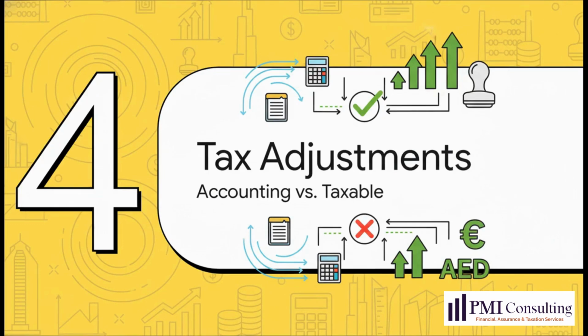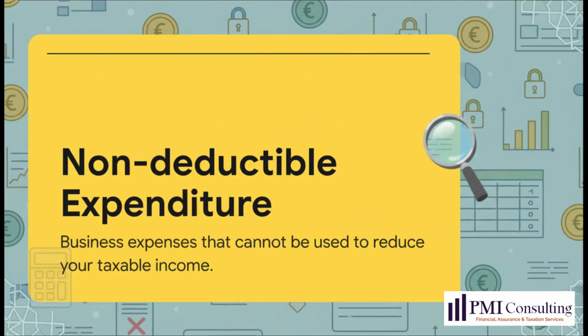Okay, deep breaths. We've arrived at what can be the most confusing part of the return. Steps 4 and 5, the tax adjustments. This is where we have to build a bridge between your accounting profit and your taxable profit, because believe it or not, they are often two different numbers. So why are they different? Well, a huge reason is something called non-deductible expenditures.